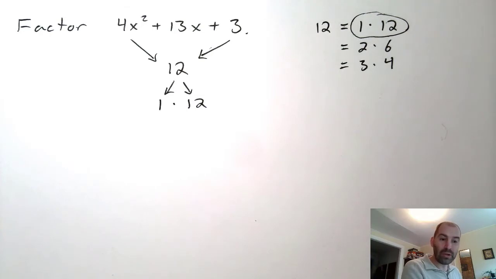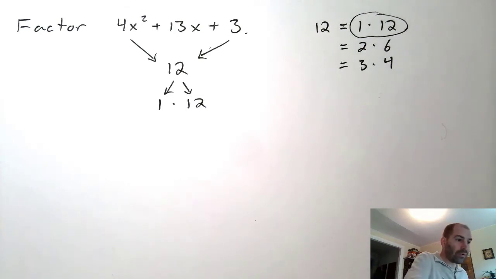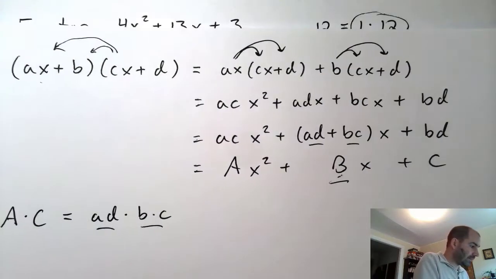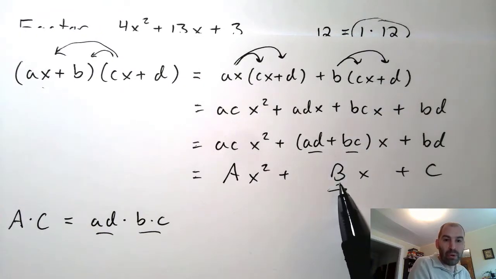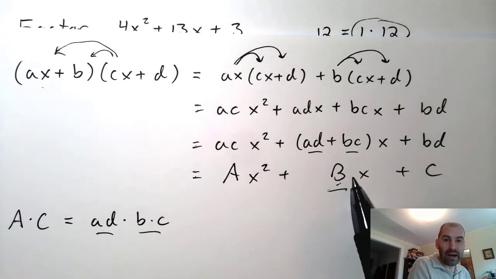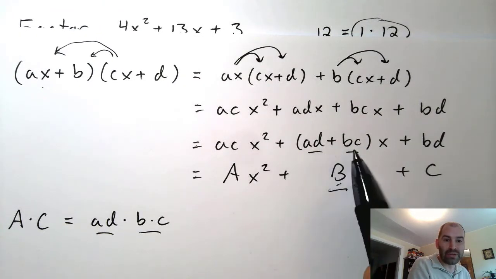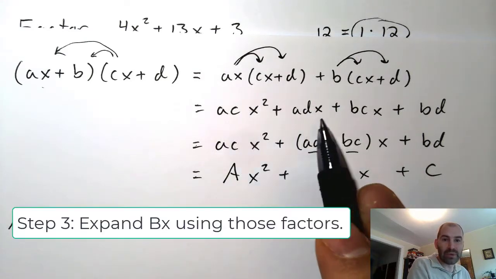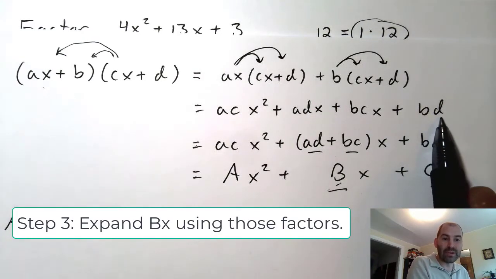Now, what did we do? Well, we noted before that if we pull this middle term out as the sum of those two factors, we will have an expression with 4 terms. All right, so let's do that.